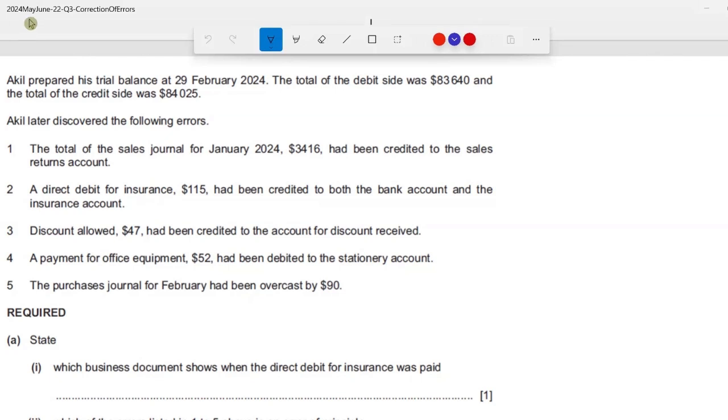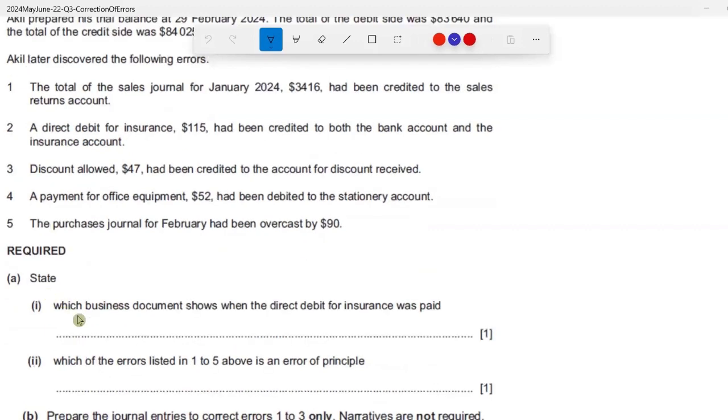IGCSE Accounting, May 2024. As usual, let's read the requirement and be sure of the requirement before we read into the details. Requirement 1 is to state what business document shows when direct debit insurance was paid. This one we can quickly answer now. The company's payment through direct debit will be reflected in the bank statement.